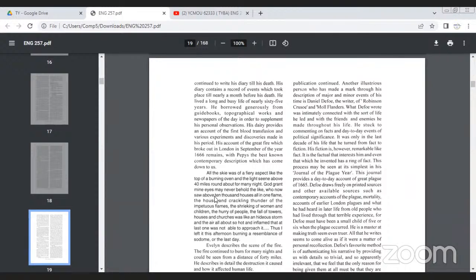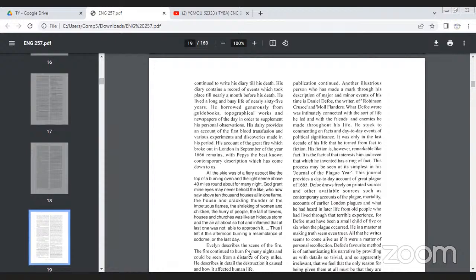Who now saw about 10,000 houses all in one flame? The houses were crackling thunder, the impetuous flames, the shrieking of women and children, the hurry of the people, the fall of towers, houses and churches was like a hideous storm, and the air all about so hot and inflamed that at last one was not able to approach it. Thus he felt it burning, a resemblance of the last day.